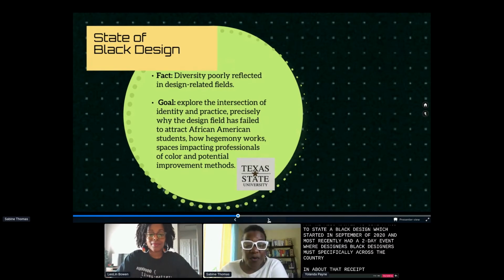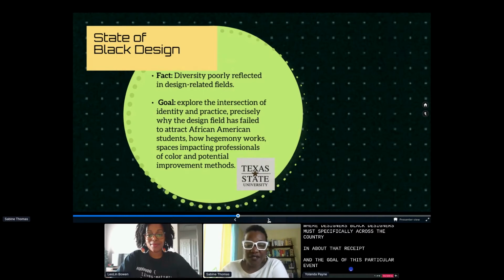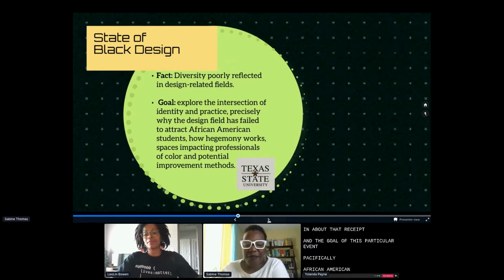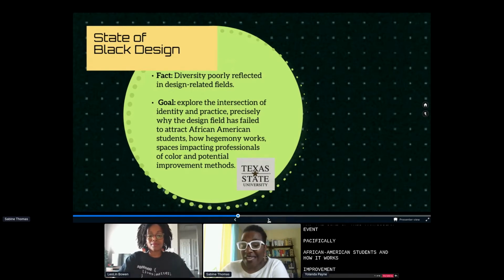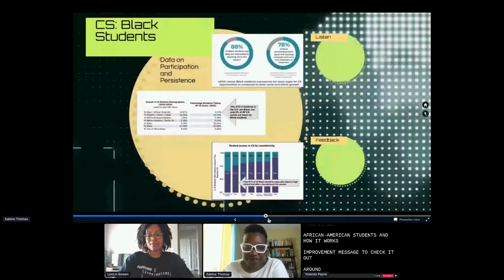And right now it is supported, reflected in design-related fields. The goal of this particular event was to explore the intersection of identity and practice, specifically within the design field, which has truly failed to attract African-American students, and how hegemony works in this space, impacting professionals of color, and potential improvement methods. So check it out. But these are the two spaces that really have set the foundation around designing.